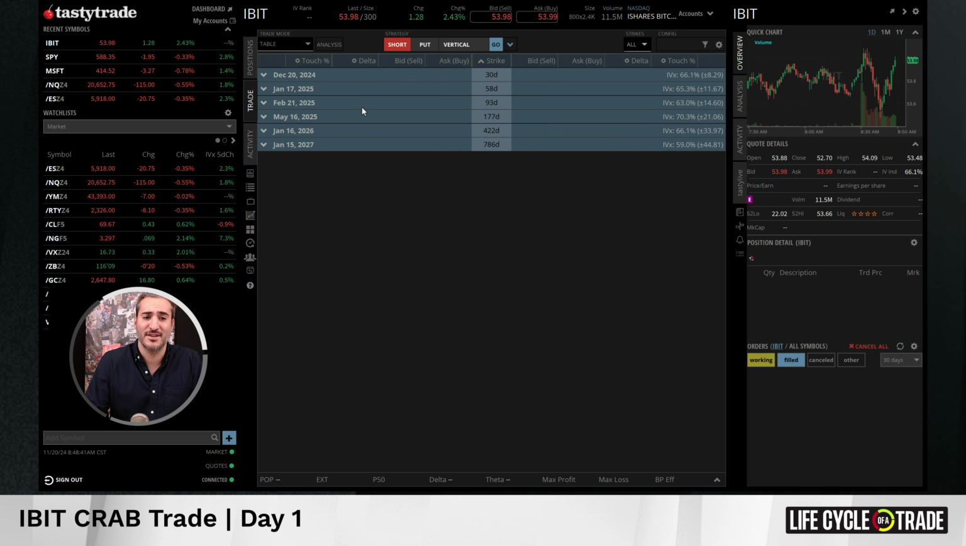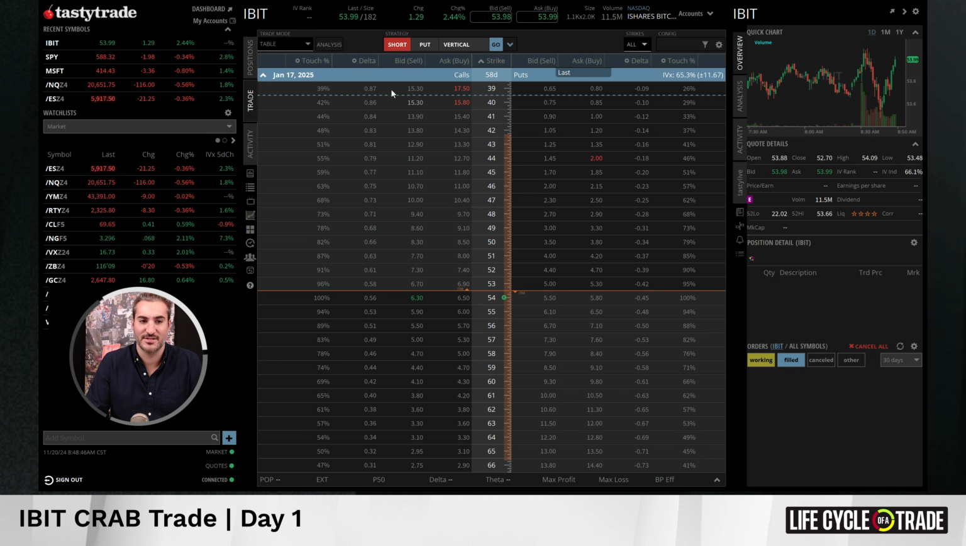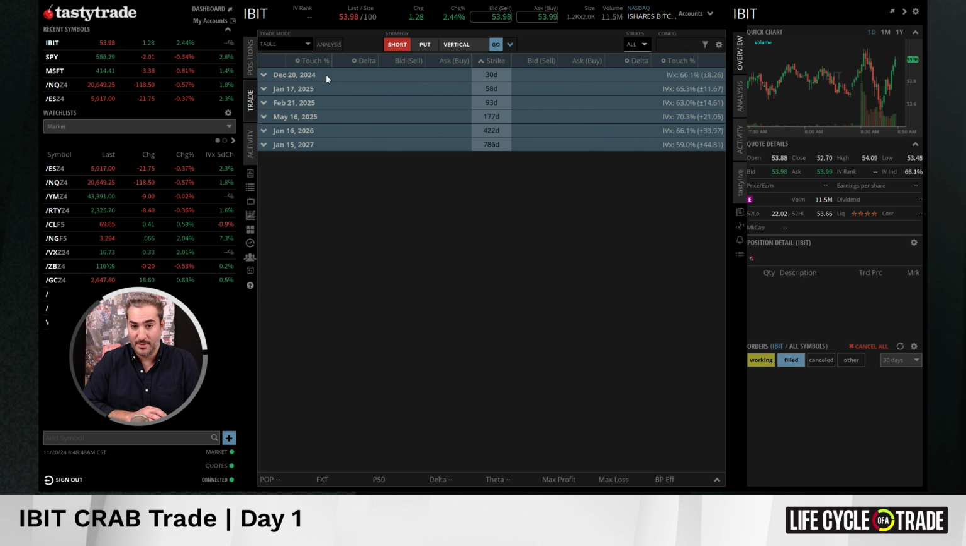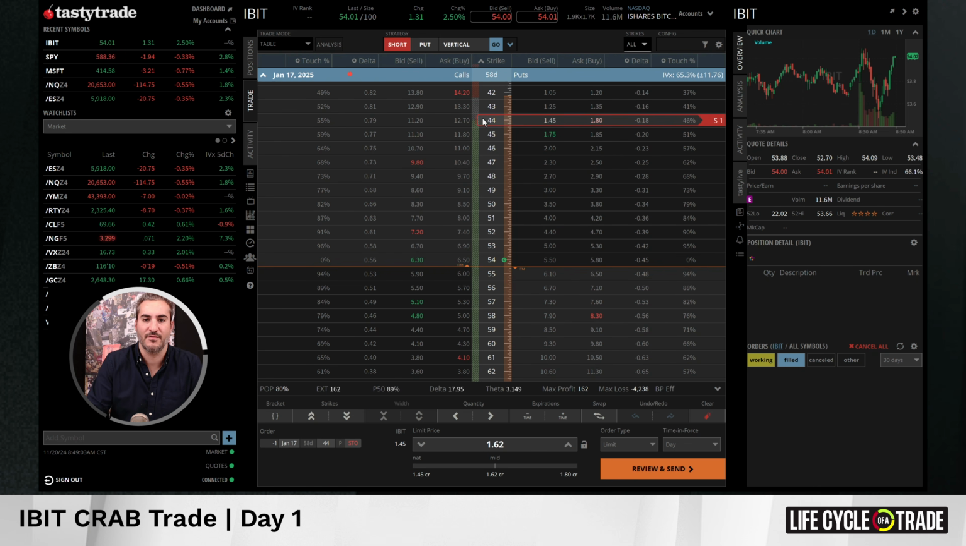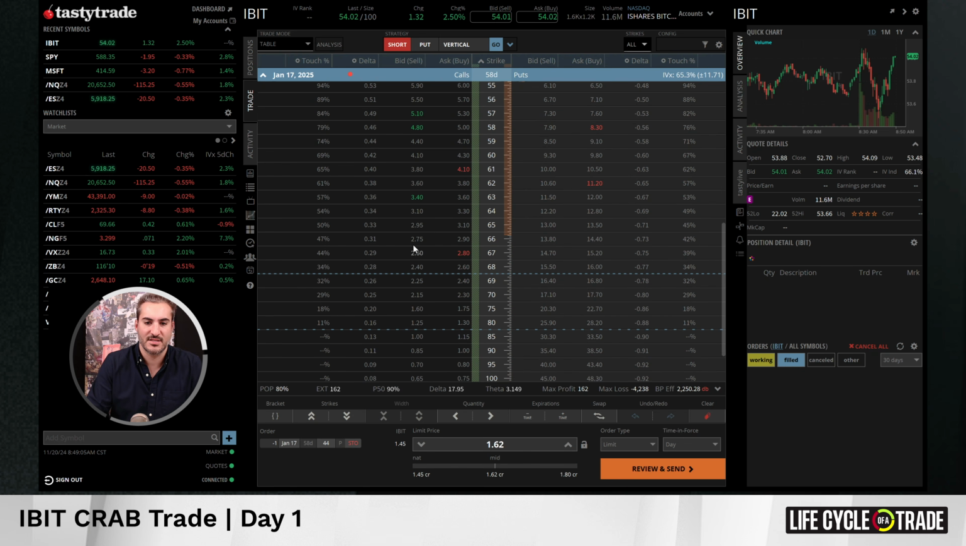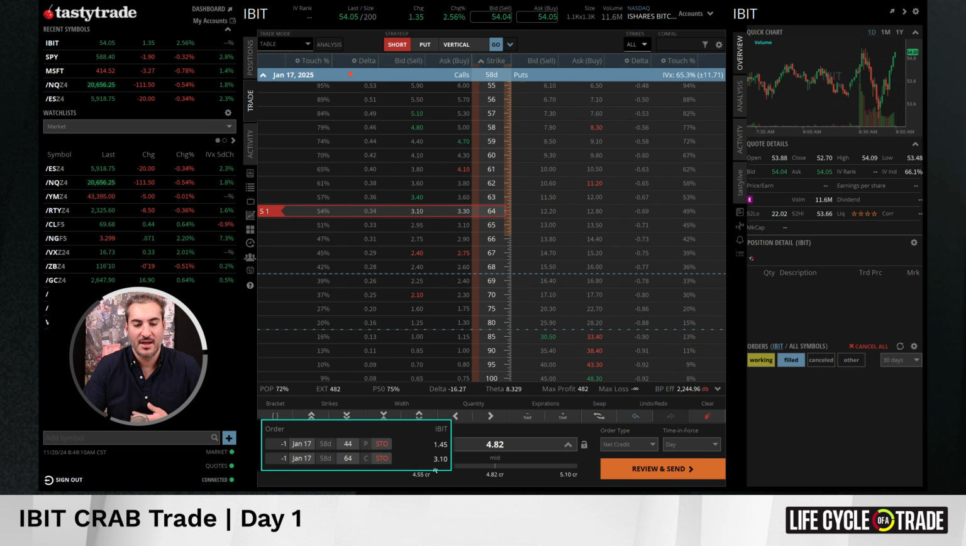It's a tough time to get some long delta, but I think it's an interesting play just because of how much skew there is on the upside here. So an easy way to look at skew, you can pick any expiration you like. Let's just go to January with the ETF at 54. Let's go 10 points out of the money and look at the 44 puts versus the 64 calls. These are both $10 out of the money. You can see that the call is trading at $3.10 versus the put at $1.45.